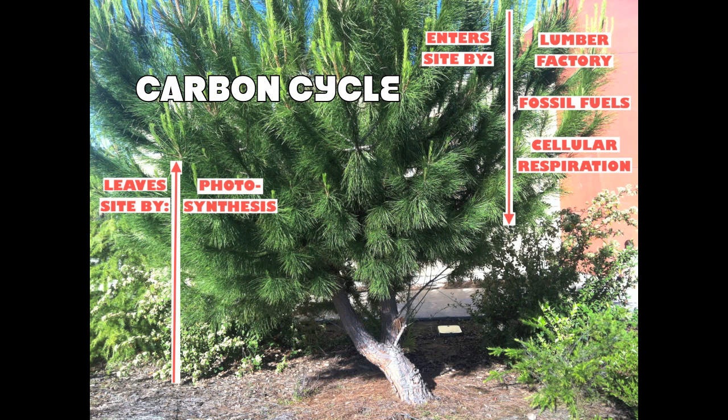The cycle for carbon is it enters the site from the lumber factory and also from fossil fuels from cars, and by cellular respiration. It leaves the atmosphere by photosynthesis.